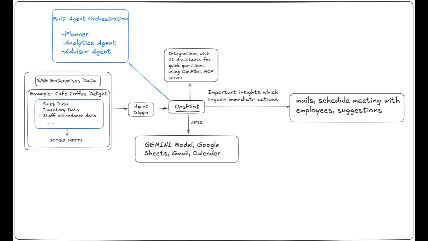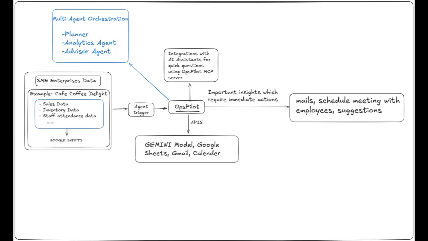Detection: it notices that coffee beans are down to 5 kilograms, below the 10 kilogram safety threshold. The advisor agent, powered by Google Gemini 2.0 Flash, analyzes this finding. It understands that low coffee beans on a Friday is critical. The action: it logs the issue in the decision log for auditability.